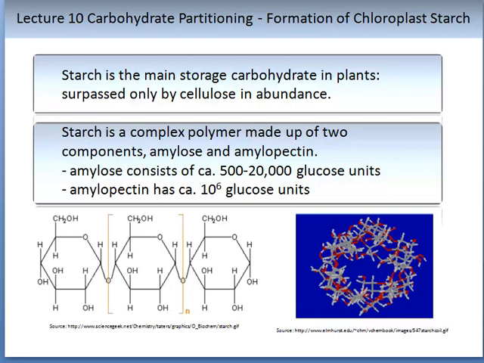Amylose consists of approximately 500 to 20,000 glucose units, whilst amylopectin has approximately 10 to the 6 glucose units. In the figures at the bottom of the slide, you can see a demonstration on the left-hand side of starch. This is demonstrating 3 glucose molecules bound together. On the right-hand side, you can see some modelling of some of the different shapes that starch can be constructed of.